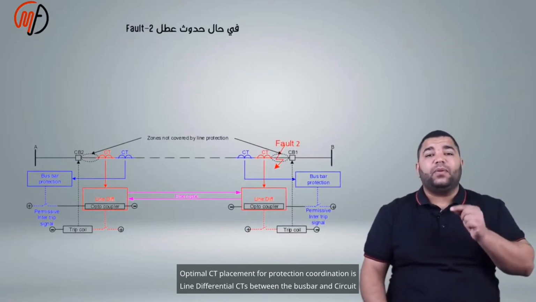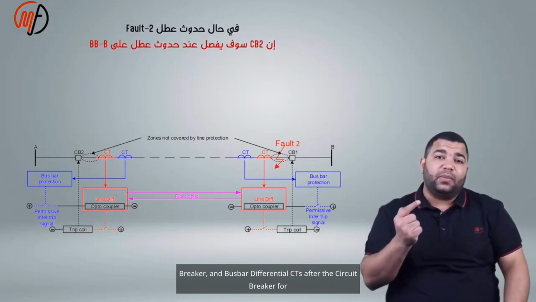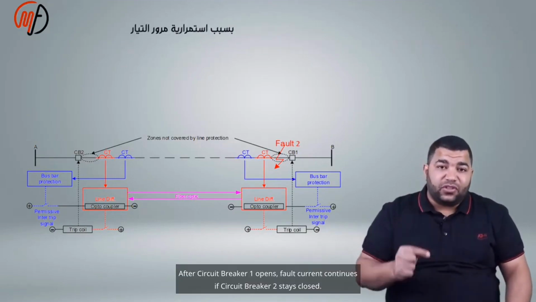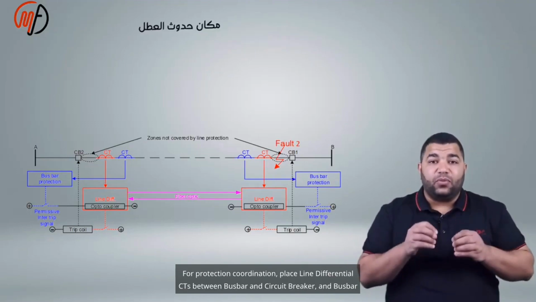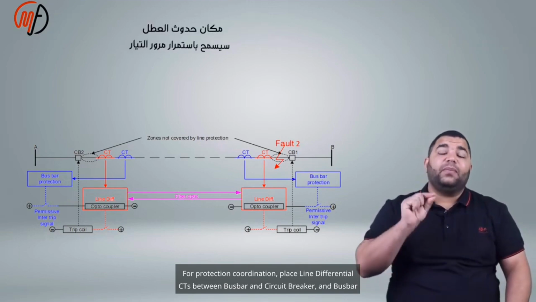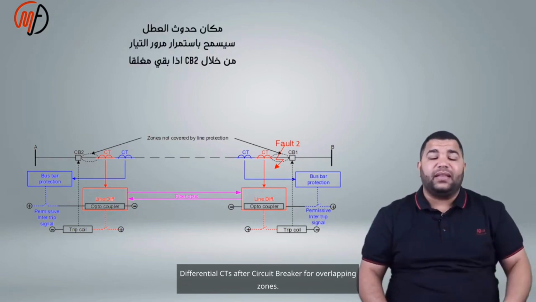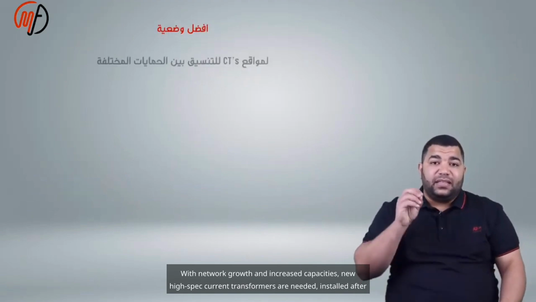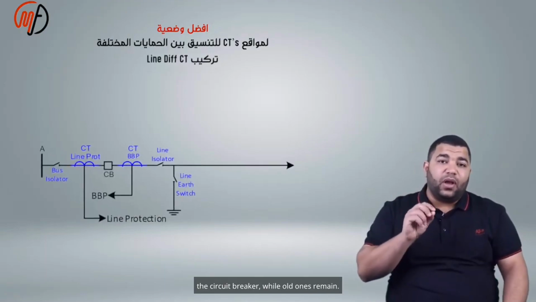Optimal CT placement for protection coordination is line differential CTs between the bus bar and circuit breaker, and bus bar differential CTs after the circuit breaker 4. After circuit breaker 1 opens, fault current continues if circuit breaker 2 stays closed. For protection coordination, place line differential CTs between bus bar and circuit breaker, and bus bar differential CTs after the circuit breaker for overlapping zones. With network growth and increased capacities, new high-spec current transformers are needed, installed after the circuit breaker, while old ones remain.